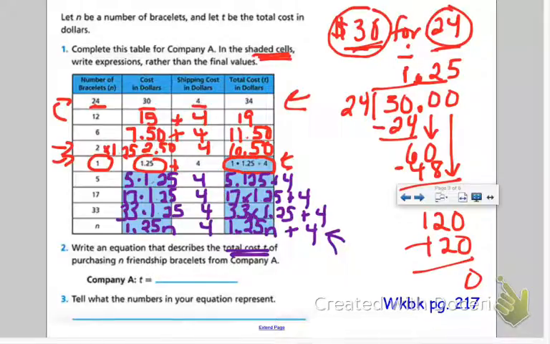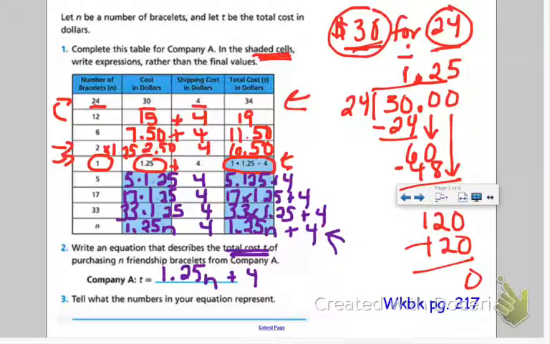So N in this case is the independent variable because it can change, right? We could buy 33 bracelets, we could buy 133 bracelets. The dependent variable T is going to depend on the number of bracelets we buy. So the total cost in dollars, T, is going to be equal to $1.25 times N, right? $1.25 for each bracelet that we buy, plus the flat rate of $4 for shipping.